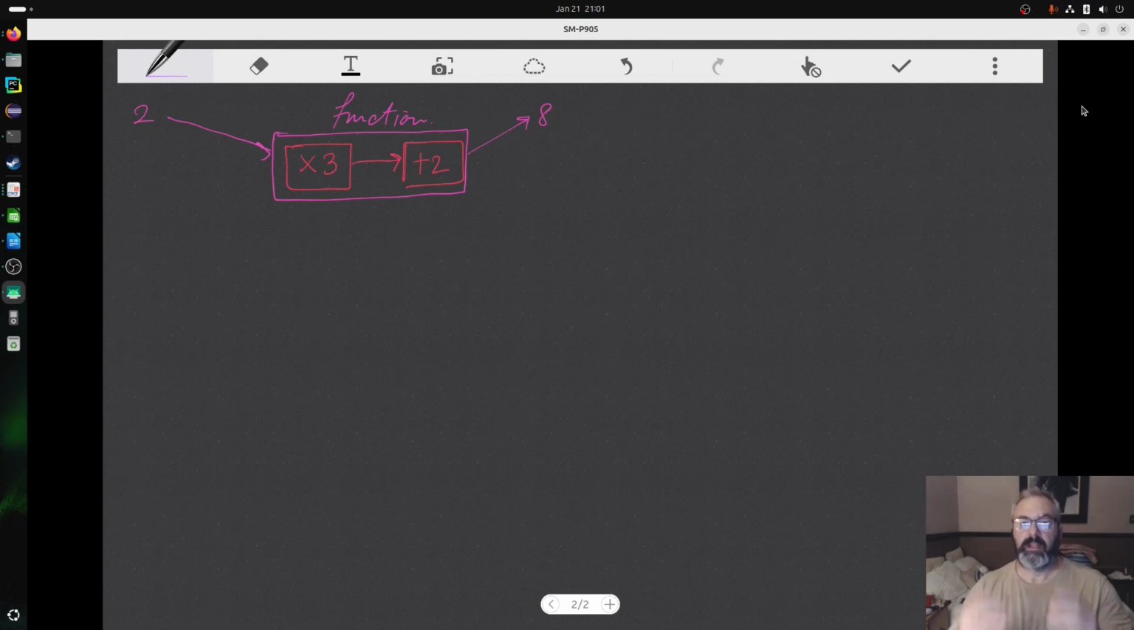Now, here's the important thing, very important. Sometimes it might happen that we know the function. We know what the calculation is that we are supposed to do, but we don't know what we must feed into it. This is unknown to us. We don't have a number that we can feed into the function, but we know what the function is.